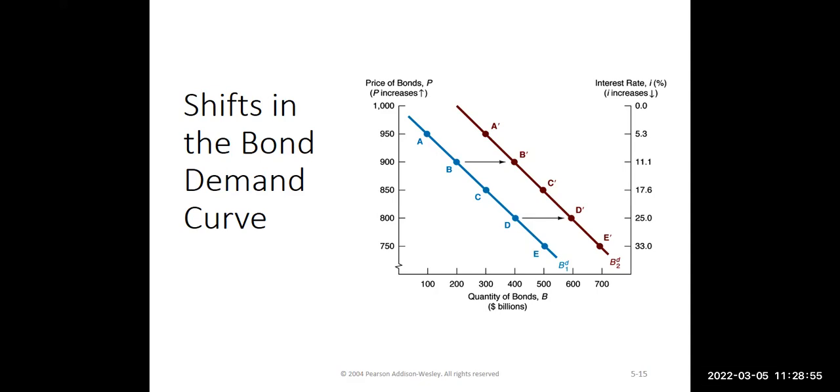When will your curve shift rightwards? When other factors change. Why? When do you get the shifting rightwards? When some factors cause this demand to rise.